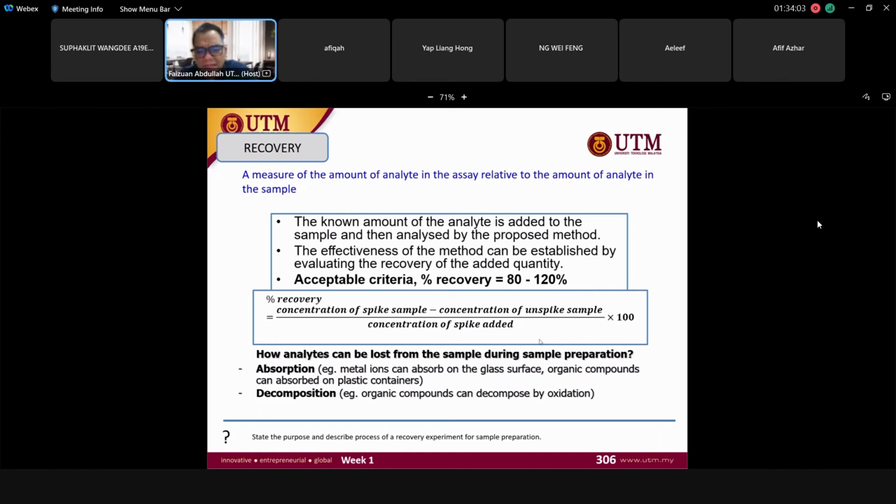So how can analyte be lost during the sample preparation? During absorption, metal ions can absorb on the glass surface of the apparatus, and also organic compounds can absorb on plastic containers and so on. That is the reason why the analyte is lost during the sample preparation process. It can also be lost due to decomposition, because organic compounds can decompose by oxidation.